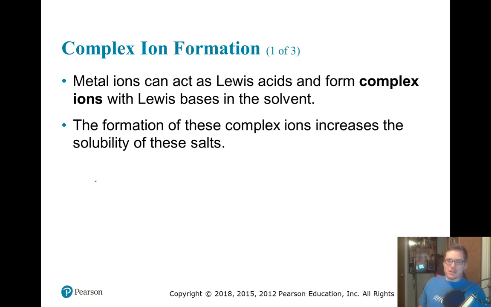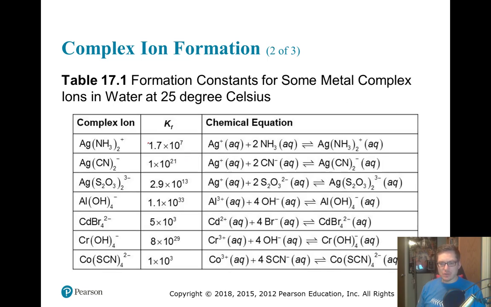So complex ions, we've kind of mentioned them very briefly in the past. What they are is that when you have a metal ion, it can actually act as a Lewis acid. So remember, a Lewis acid is an electron pair acceptor, and it'll form a complex ion with Lewis bases in the solvent. And if your metal ion can form a complex ion, then these salts' solubility will increase.